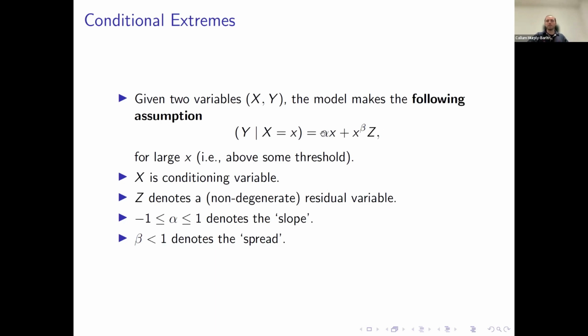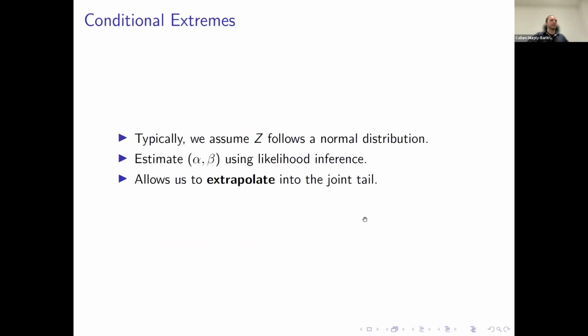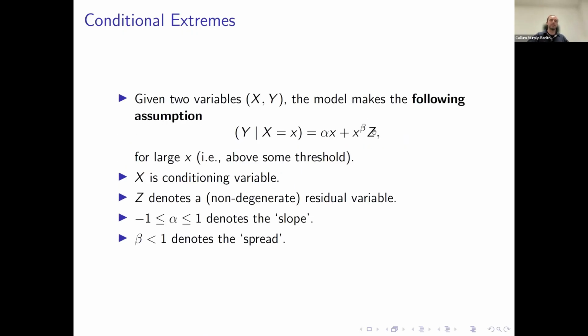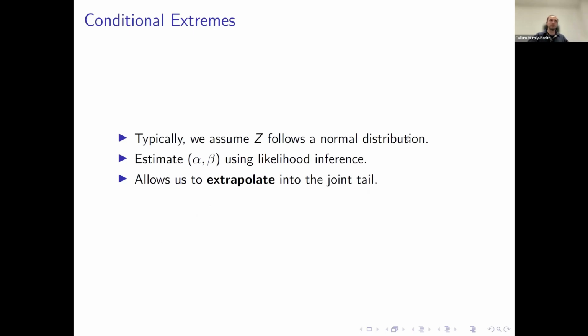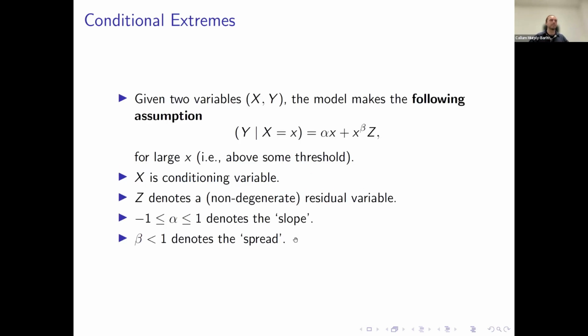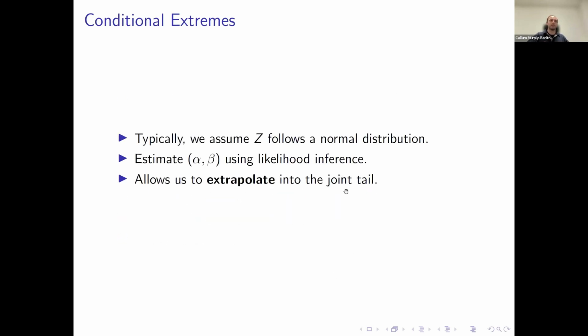Alpha is basically the slope of the regression line. Is it going up like this? Is it going along like this? Is it flat? Is it steep? And beta is simply the spread around that line. Is it following the line parallel? Is it converging or diverging? To fit this model, we assume a distribution on Z, typically a normal distribution. We then use likelihood inference to obtain estimates of alpha and beta, these slope and spread parameters. And that then allows us to extrapolate into the joint tail.